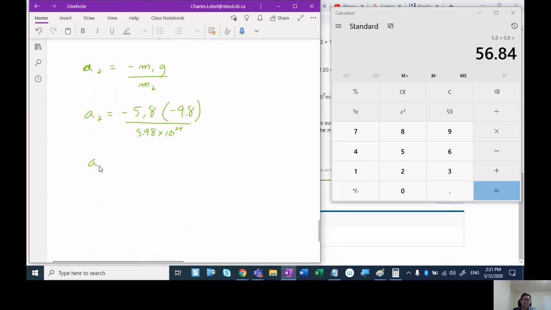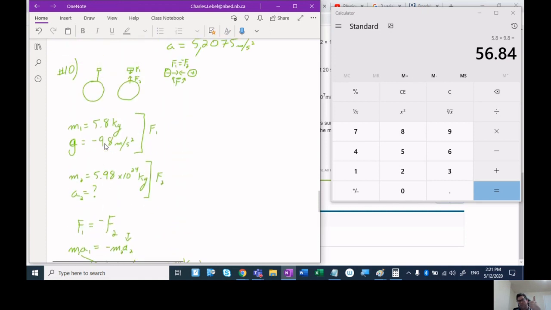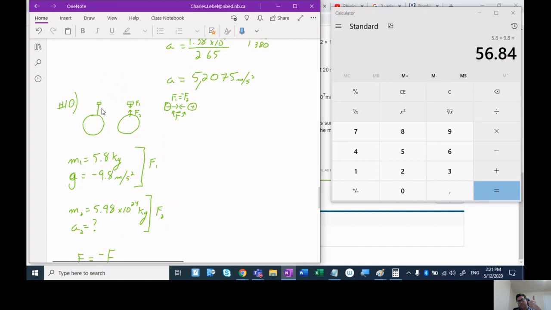Notice how the minus signs cancel out. So this force is positive, which means it's up. And it's true from our drawing: the book was up here and the Earth was being pulled up.